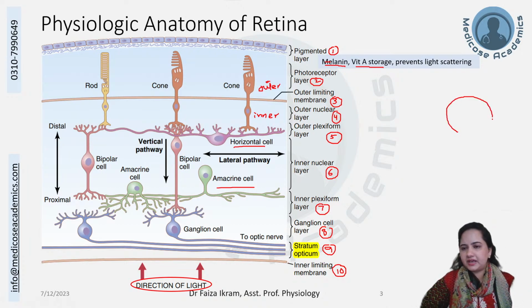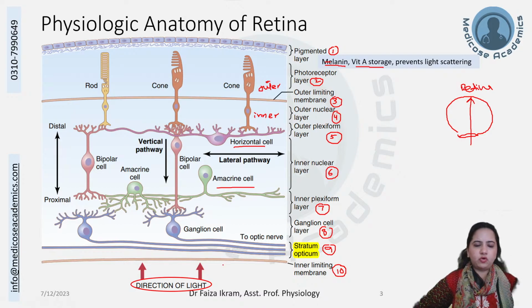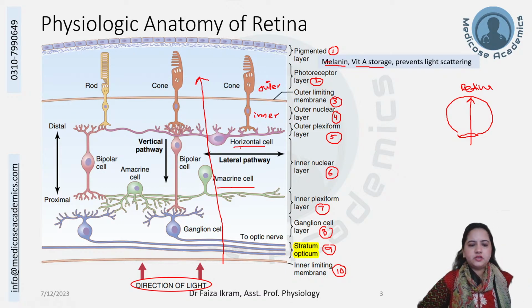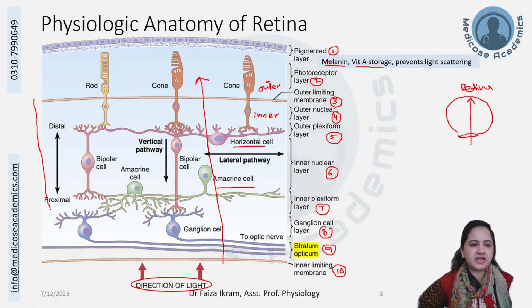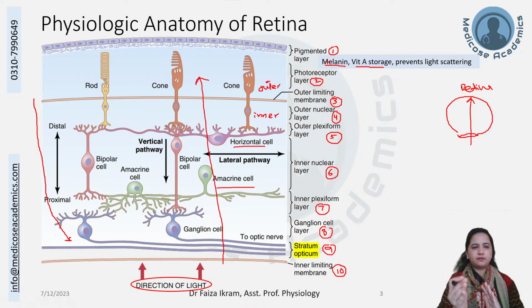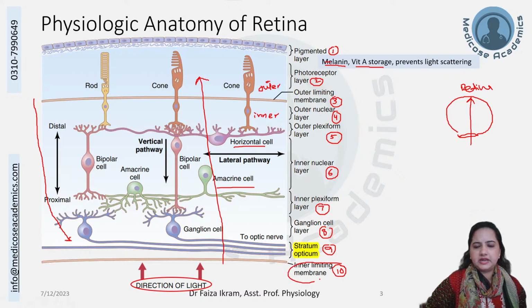So if we look inside the eye, in front is the lens and behind is the retina. Light goes in this direction, through all these layers, reaching the photoreceptors, and lastly the pigmented layer. But the transmission of nerve signal is in the opposite direction. It goes from photoreceptors to bipolar to ganglion cells to the optic nerve. So the direction of light and the direction of phototransduction are opposite to each other. The layer of retina facing the vitreous humor is the inner limiting membrane.